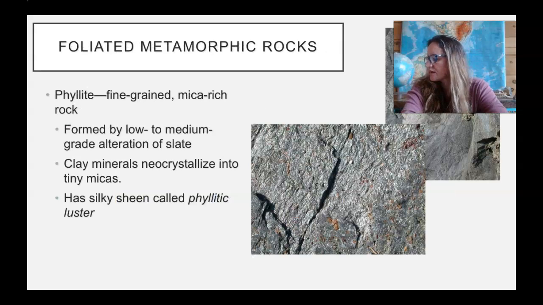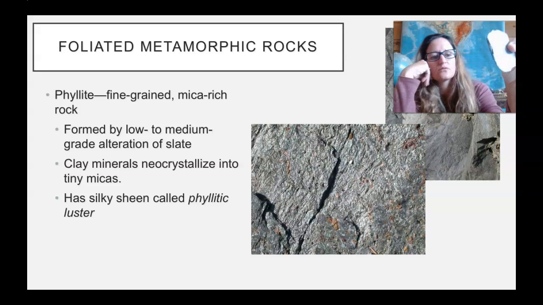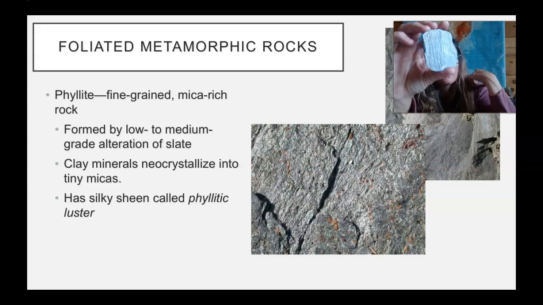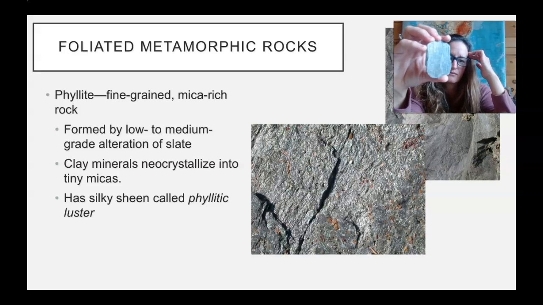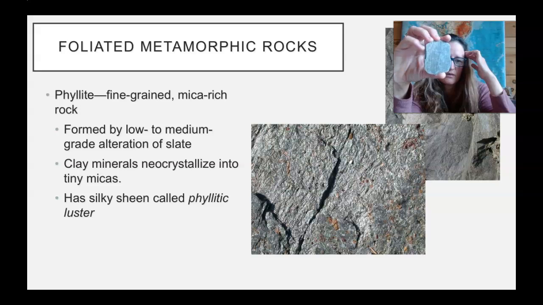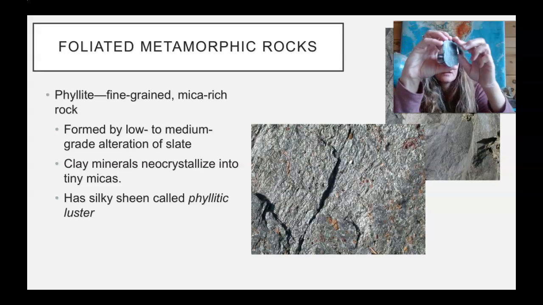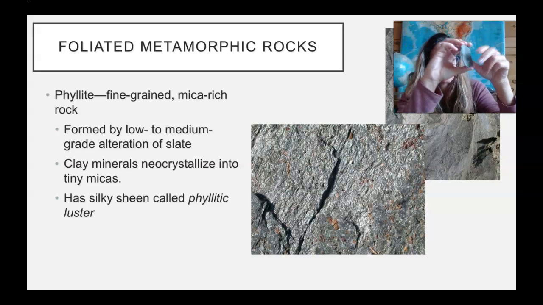The next one is phyllite. Phyllite is going to be a little bit shinier, and it will have like a crenulated, kind of wrinkly pattern on it, and it's still fine grained. It's hard to pick out individual crystals. This also would be a metamorphosed shale or a mudstone, and this shininess is called phyllitic.